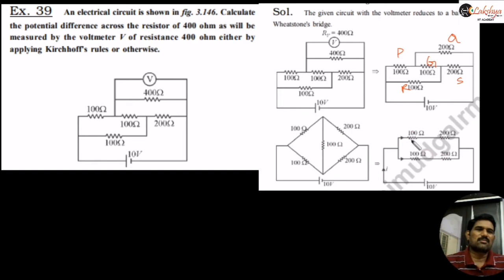That means 100 and 200, 100 and 200 are across this 10 volts. Our aim is to find the potential difference across this 400, which is nothing but this 200. We need to find the potential difference across this 200. That is the reading of this voltmeter here.